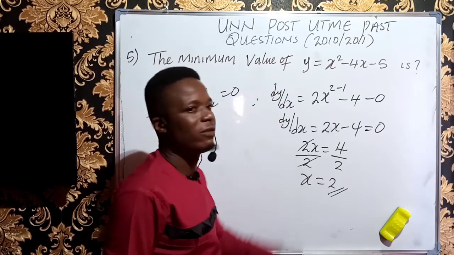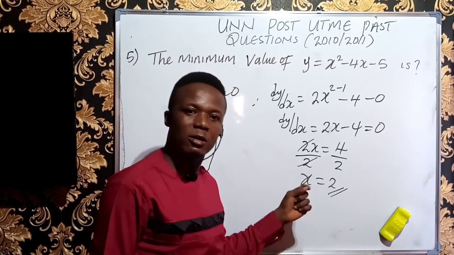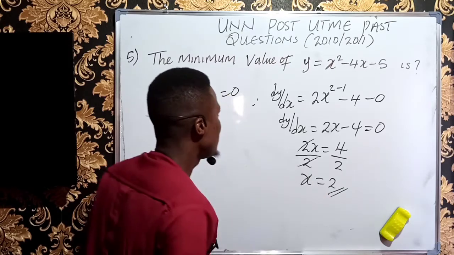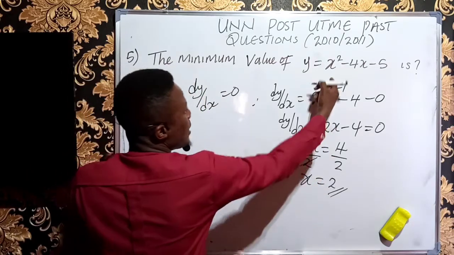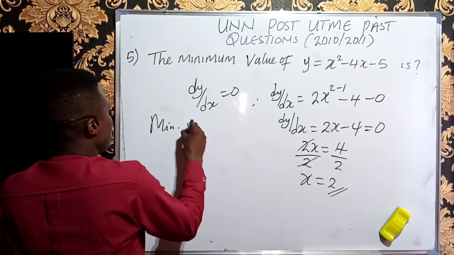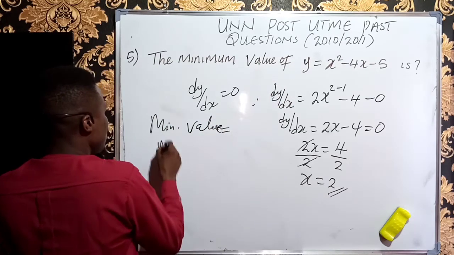But that is not the minimum value of the function. If the question says find the value of x for which the function is minimum, you now know that the answer is 2. So the minimum value of the function means putting 2 back in this original function. So the minimum value will now be substituting 2 in the function to get the value of y.